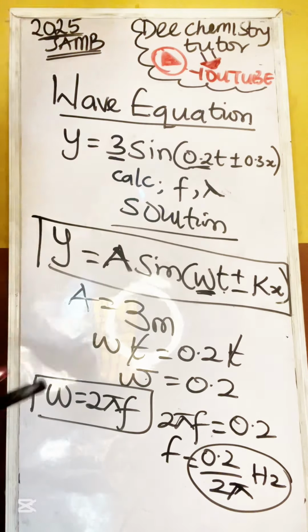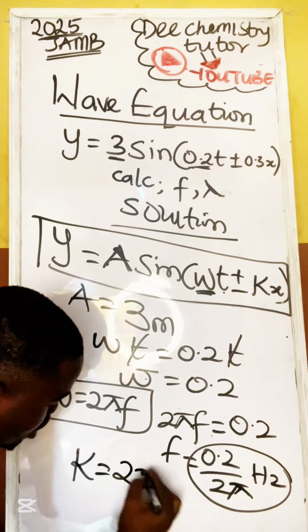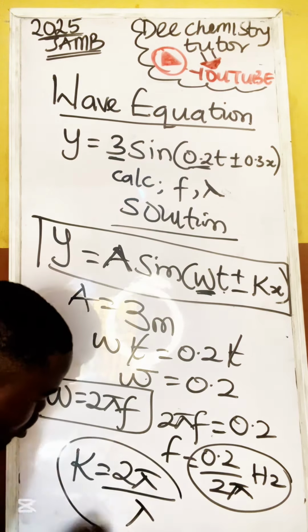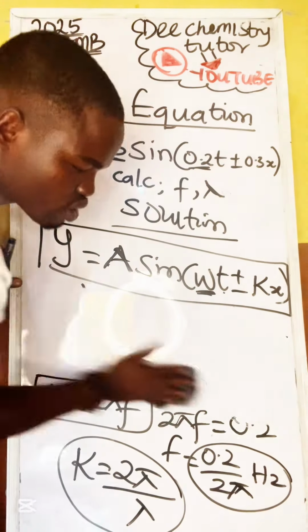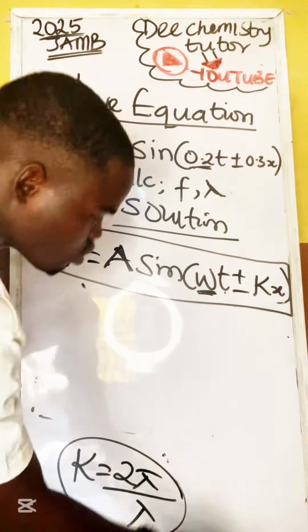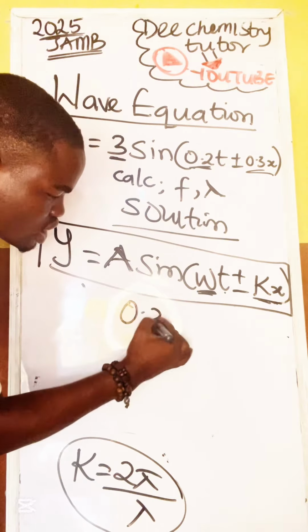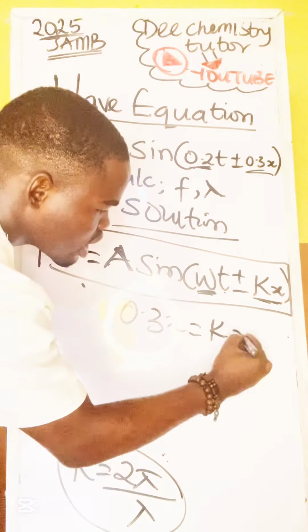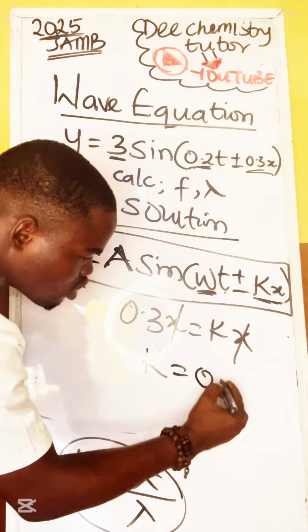Now, what is K, the wave number? K is 2 pi over lambda. Once I know what K is, I can always solve. Since I know what K is, I can always get my answer. So let's go, I'll just compare. This equals this, so 0.3x equals kx. Absolutely, x will cancel x, then k is 0.3.